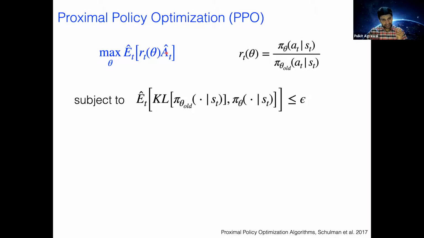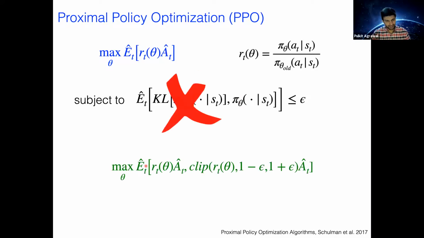So now, instead of using this KL divergence constraint, what we're going to do is clip the product of this ratio and the advantage function. If you look at this expectation, it says take the expectation of this term r_t A_t, or rather there should be a min term over here which is missing. So it's the min over this and the clipped version.